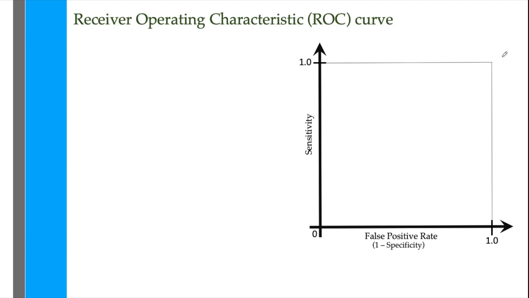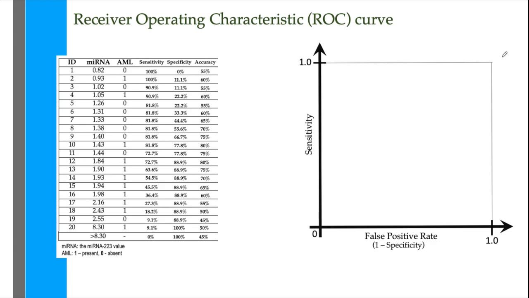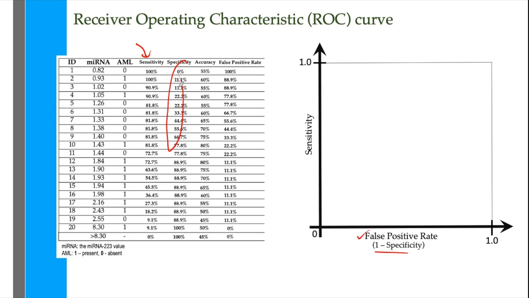Now, we may graph in this two-dimensional coordinate system the results that we came up with a while ago. So we already have the sensitivity. However, we still need to compute for the false positive rate, which is simply 1 minus specificity. So 1 minus these values, we're going to have these false positive rates. Now, plotting these points, starting with 0.82, we're going to have a sensitivity of 100% and false positive rate of 100%, or in other words, we're going to plot 1.0 and 1.0. So basically, that is just the point here.